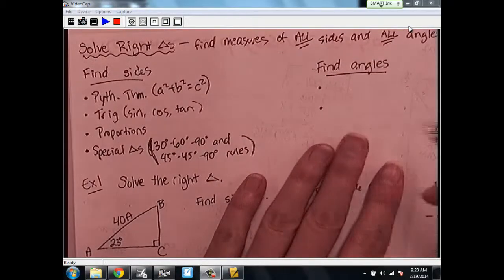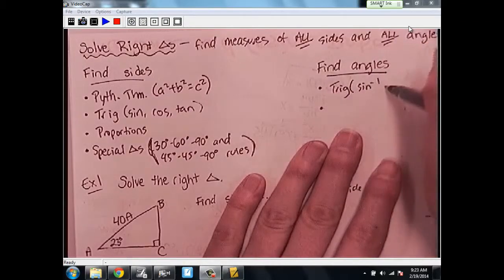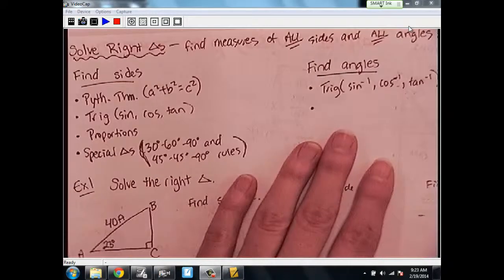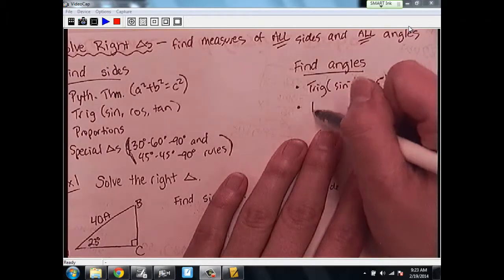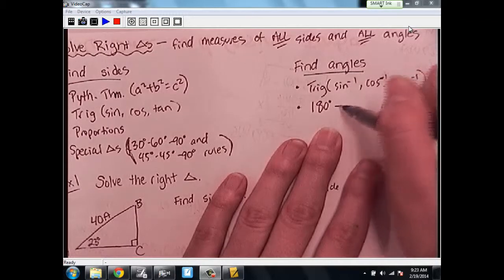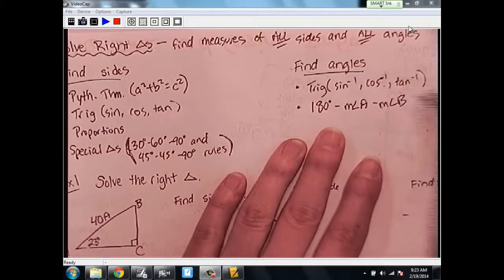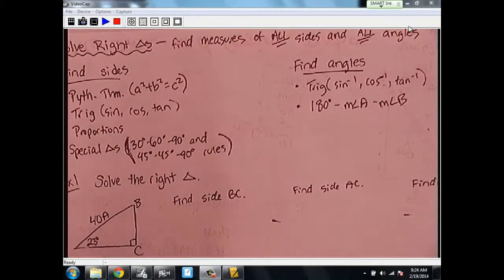To find angles, lately we've been doing the trig and using the inverse. We've used sine inverse, cosine inverse, and tangent inverse. And how else can we find angles? How many degrees in a triangle? 180, so we can go 180 minus measure of angle A minus measure of angle B, or whatever those two angles are. Add them and subtract from 180. Two different ways to find angles.